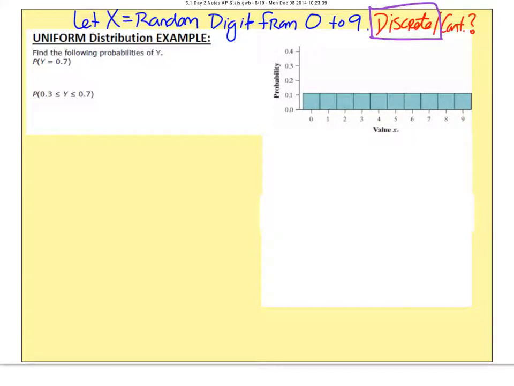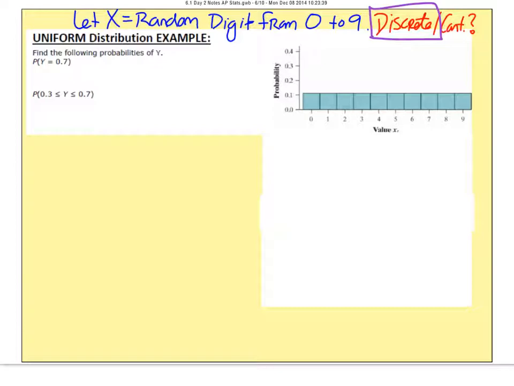So let's say they wanted us to find the probability that this random variable is in between 1 and 3. And I'm going to put that it's equal to and includes it. So if we do that, we can look at this uniform distribution. If it's 1, it's this.